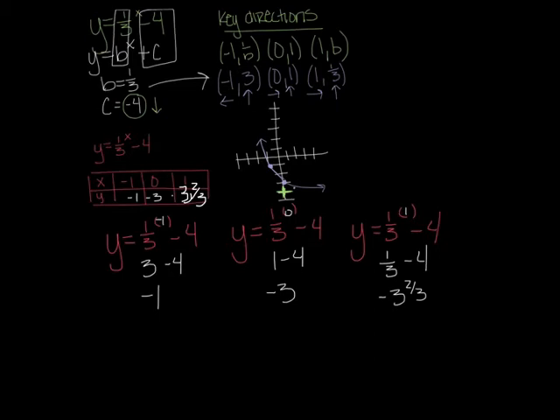We get the idea. Okay, so going back to our graph, let's just see if these points are on here. When x is -1, y is -1, there's that point. When x is 0, y is -3, right there. And when x is 1, y is -3 and 2/3.